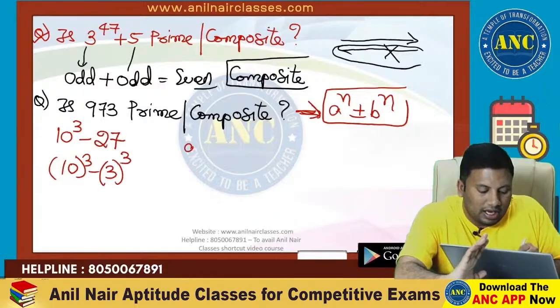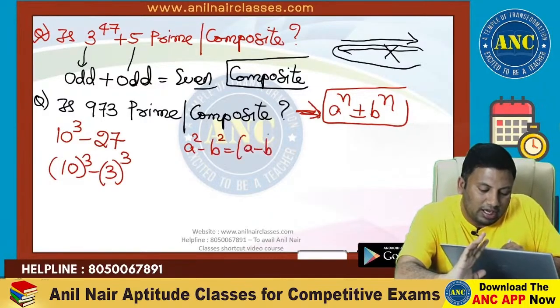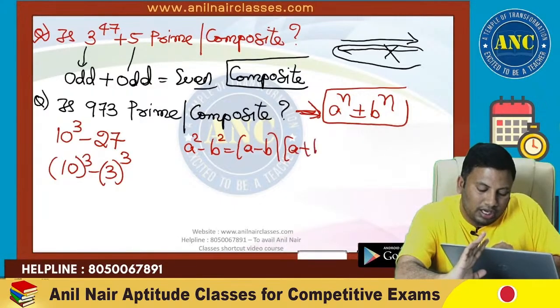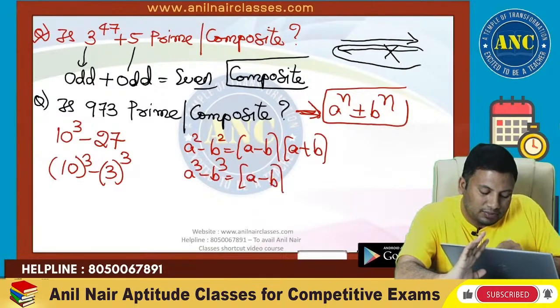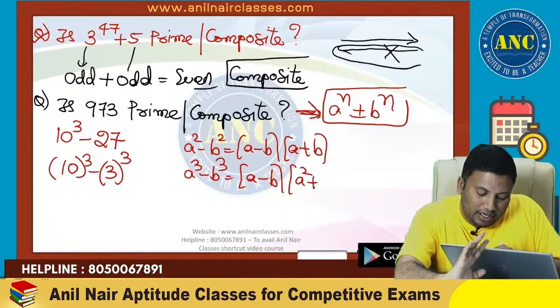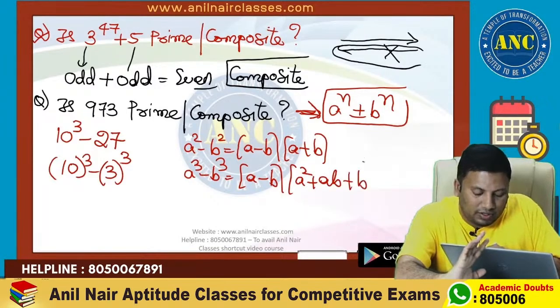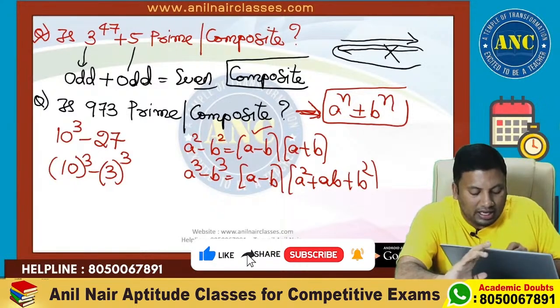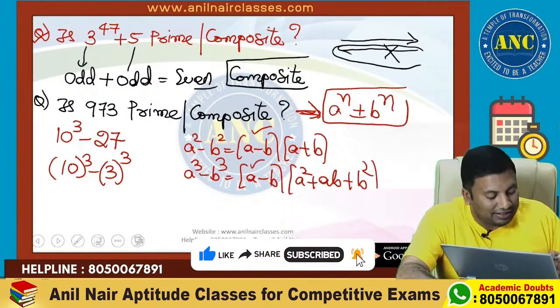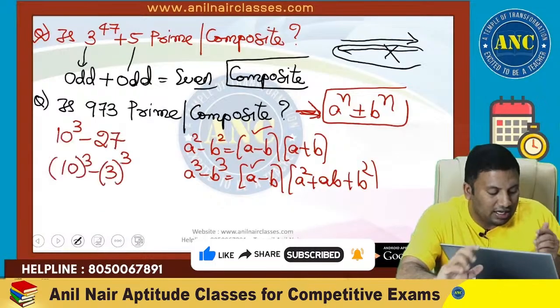Now a square minus b square is nothing but (a minus b) into (a plus b). A cube minus b cube is nothing but (a minus b) into (a square plus ab plus b square). Here n value 2 has a factor a minus b. N value 3 has a factor a minus b. Please write this down in your notes.